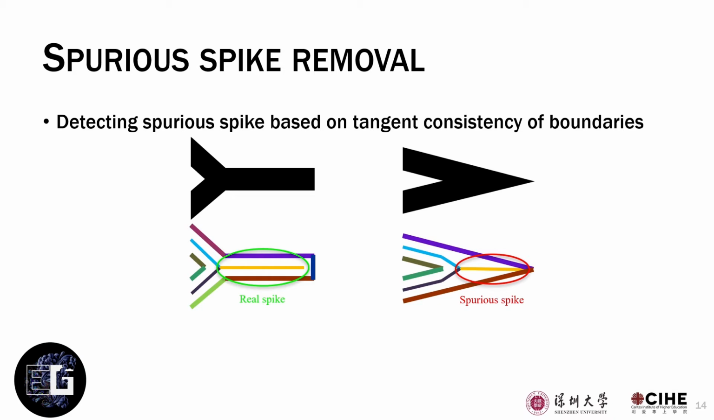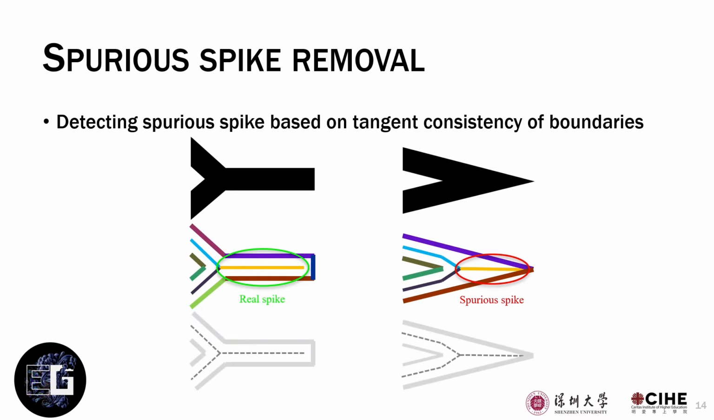Let's first take the lower left figure as an example. For each point on the spike, we first find its corresponding boundary points, and then compute its tangent consistency scores. As shown in the lower right figure, spurious spikes and their corresponding boundaries tend to have low skeleton tangent consistency scores. If the scores of all points are less than a certain threshold, we will mark the segment as a spurious spike.